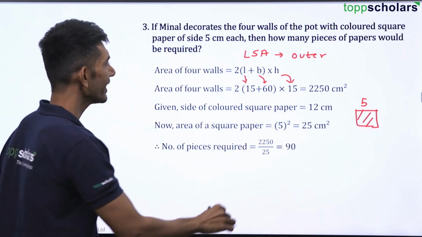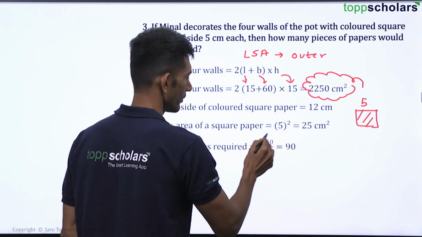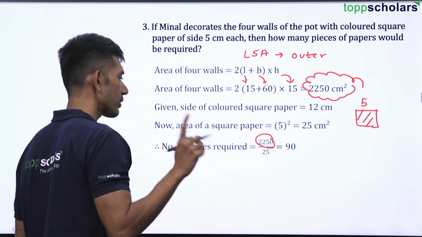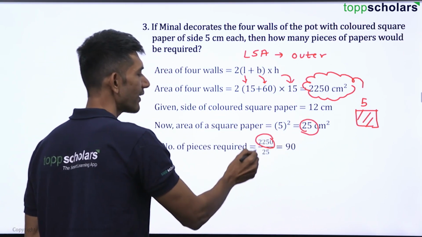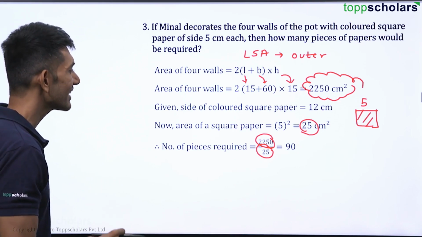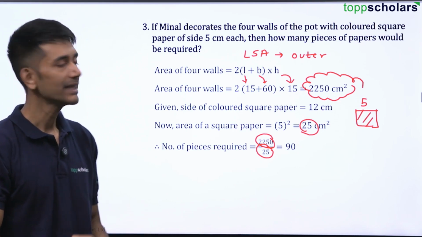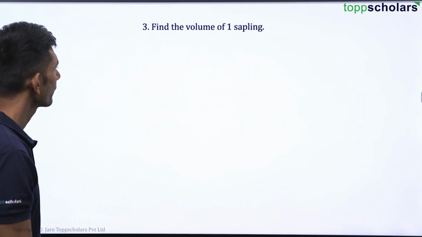What is the total area? The total area of the pot is 2250. Area of 1 square is 25. Just divide it. So if I divide 2250 and 25, I get 90. That means 90 square papers are needed to completely fill the pot, right?